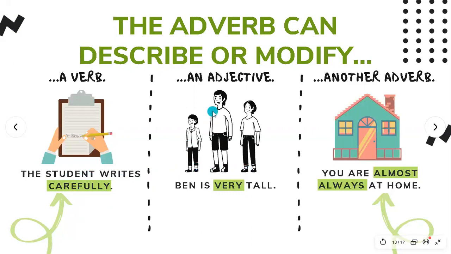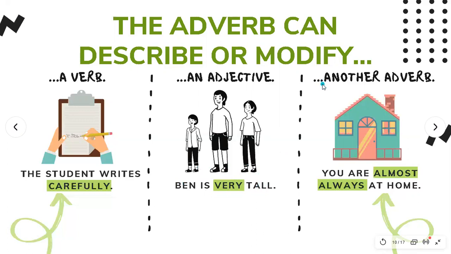What about the second one? An adverb can describe or modify an adjective. Puede describir o modificar un adjetivo. Vamos a ver. Ben is very tall. Ok, entonces yo tengo Ben es alto, pero no es solo alto. Ahí alto es mi adjetivo, ¿no es cierto? Porque está describiendo a Ben. No es solo alto, sino que es muy alto. Very, then, is an adverb. Entonces, very es un adverbio, ¿no es cierto? Porque está describiendo, modificando a mi adjetivo.